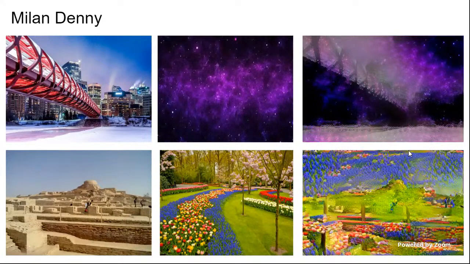The first one is the Peace Bridge in Calgary, Canada, and the second one is the city of Mohenjo-daro. Mohenjo-daro is completely dry. There's no vegetation and all. So I just wanted to see how Mohenjo-daro would look if we add plants, trees, and basically vegetation.